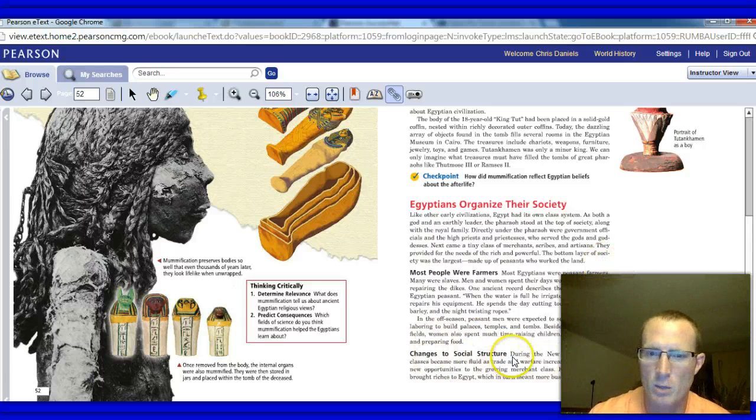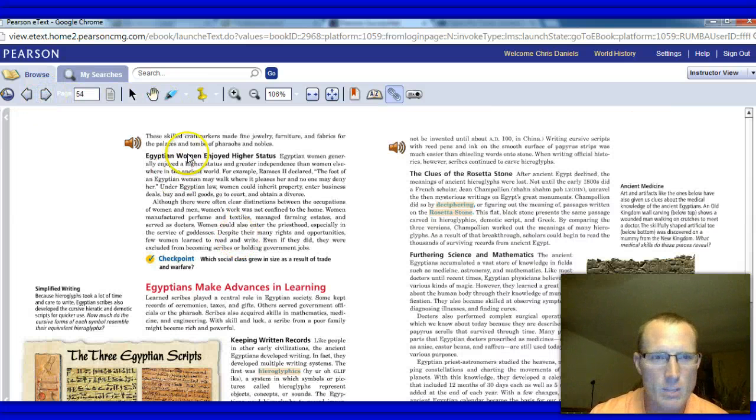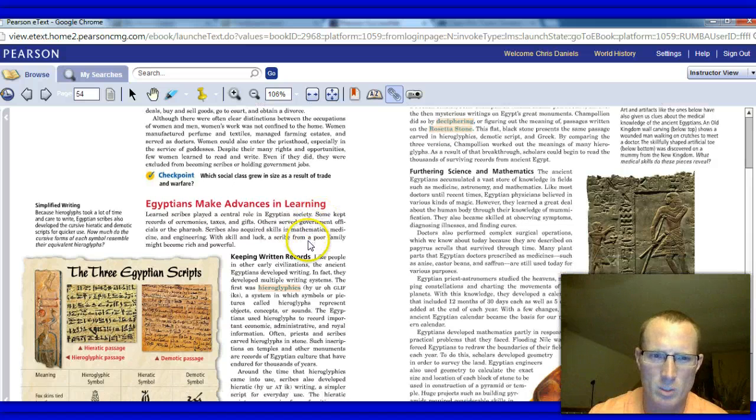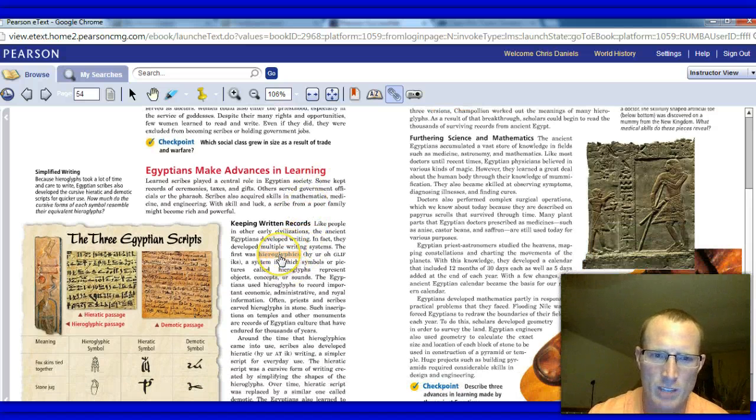As we continue on, we're going to see changes to the social structure. Most people were farmers. The farmers actually in the off season were working on the pyramids. Egyptian women enjoyed higher status. We're going to see women kind of making more of a comeback, or more of an influential role in history than we previously thought.